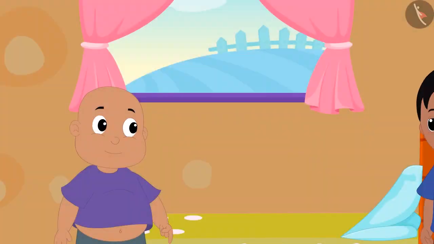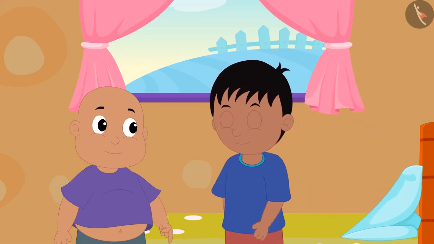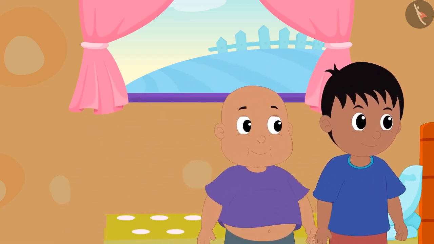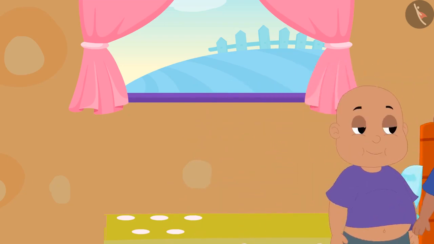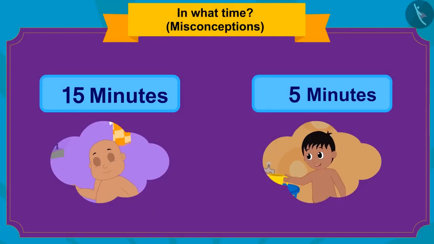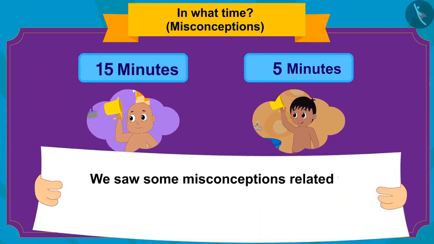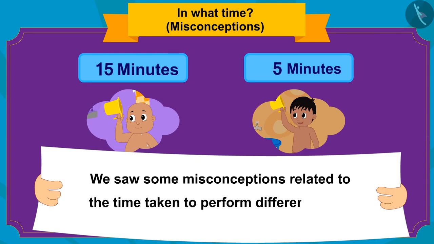Finally, Raju returned after washing himself up, and they both went to eat ice cream at Babban's ice cream stall. Kids, in this video, we saw some misconceptions related to how long it takes to do different tasks.